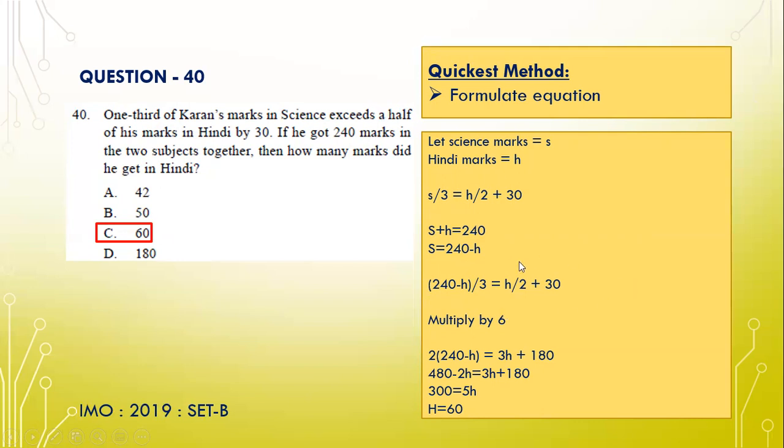Multiply the whole equation by 6 because LCM of 3 and 2 is 6. So 2 into 240 minus H, because 3 2s are 6, is equal to 3H plus, multiply this by 6 as well, 6 3s are 18 plus 180. And then 2 into 240 is 480 minus 2H is equal to 3H plus 180. And then when 180 goes here, it will be minus. So 480 minus 180 is 300. And when minus 2H goes here, it will be plus. So 3H plus 2H is 5H. So 300 is equal to 5H and H is equal to 300 upon 5 is 60.